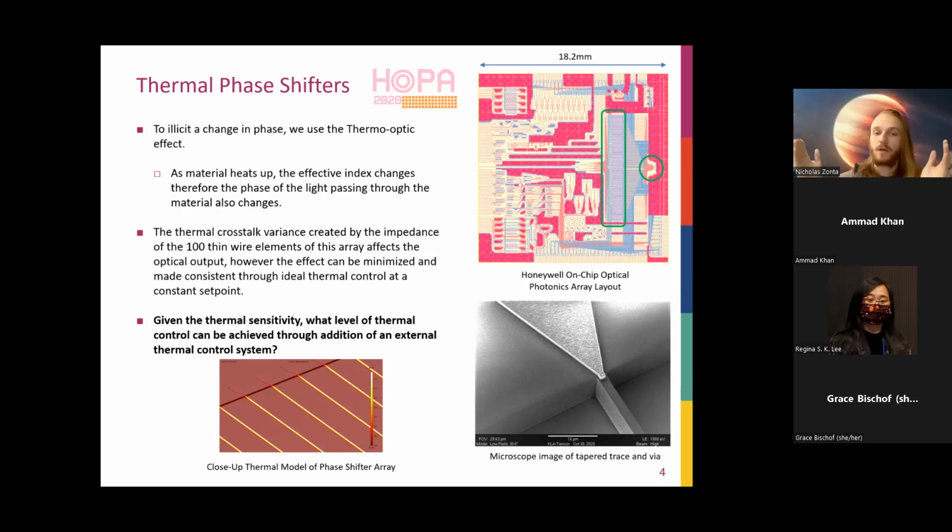The array of 100 thin wire elements is seen on the right, highlighted, as well as the circular emitter at the end. However, the thermal crosstalk created by these elements as they are toggled on and off at different powers affects essentially the adjacent waveguides along each side, which affects, of course, the amount of phase change that is being affected on each one. However, this effect can be minimized and made consistent through ideal thermal control at a constant set point. Given the thermal sensitivity of the system, what level of thermal control can be achieved through addition of an external thermal control system? This is the underlying fundamental question we seek to answer.